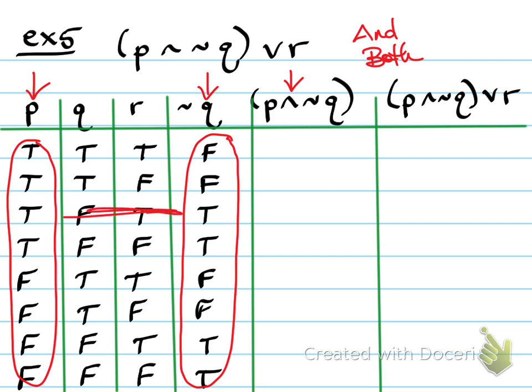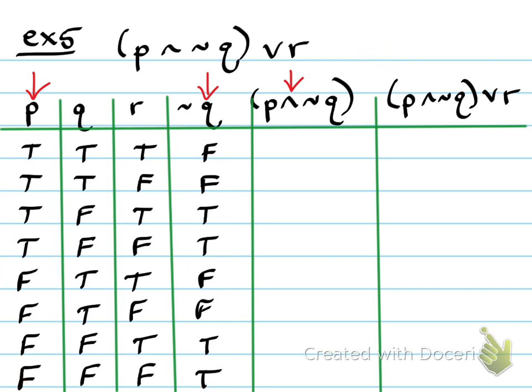And I see both true here, and that's it. So I've got to erase all these arrows, but it was false, false, and then we had a true where they were both true on these two, and the rest of those were false.